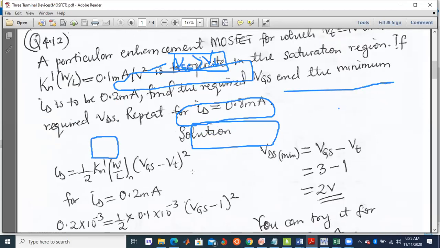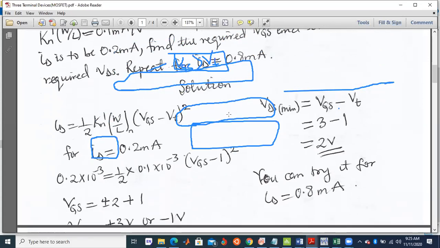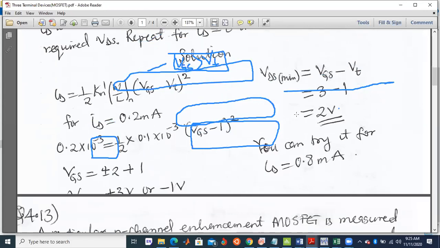Now, the next question is we should find what? The minimum required VDS. The minimum required VDS occurs when the device is in pinch off. You can see this is the condition for pinch off. So you have to choose the positive value of VGS. 3 minus 1, you have 2 volts.